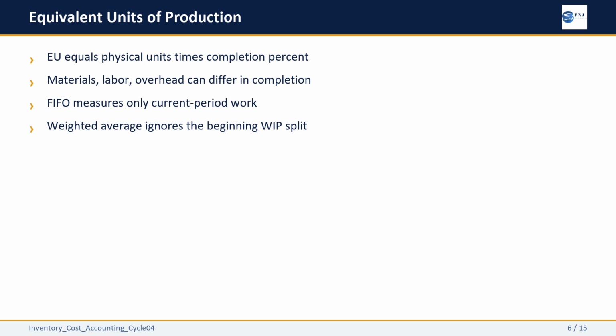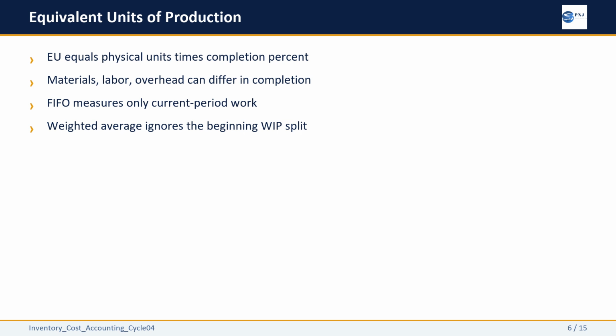Here is the problem equivalent units solve. How do you fairly divide total process costs between units that are finished and units still half done in work in process? The answer is to convert physical units into equivalent whole units. An equivalent unit equals physical units times the percentage of completion for that cost element. And here is the surprising part. Materials, labor, and overhead can have different completion percentages on the same batch. If all materials go in at the start, they are 100% complete even when the units are only 60% processed for labor.